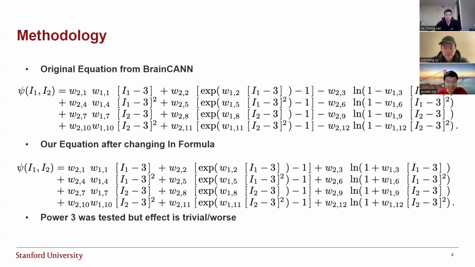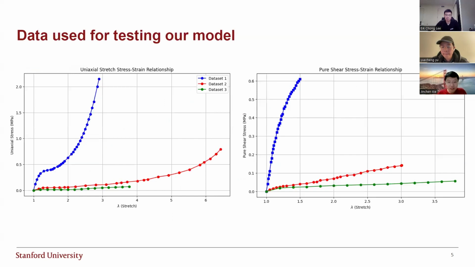Here's a comparison of our equation used for the invariant model against the original equation from the Brain CANN invariant model. The small change was found to be much more stable for handling a variety of data sets. We tried to incorporate third powers into the equation, but the result was trivial or worse for the additional computing resources needed. Lastly, here's a diagram of the data we use for testing the neural network model.